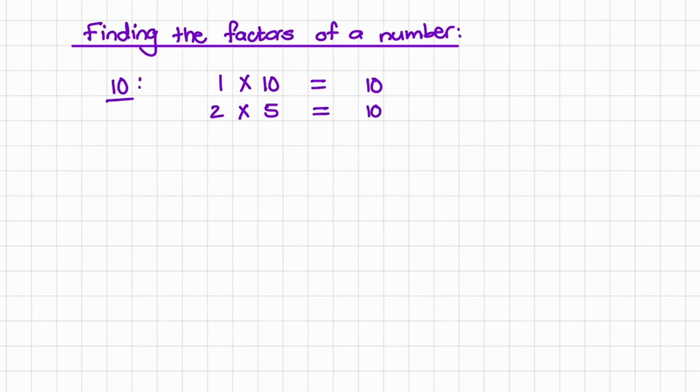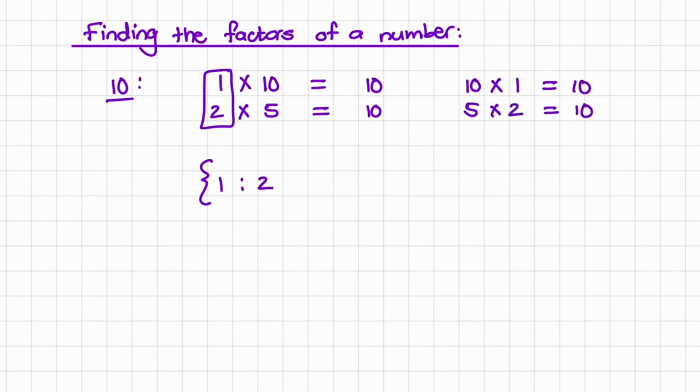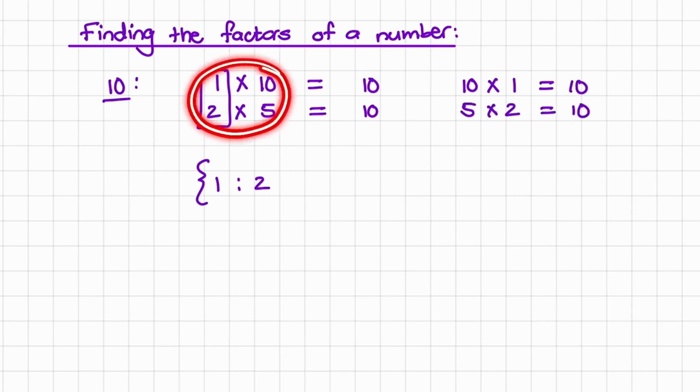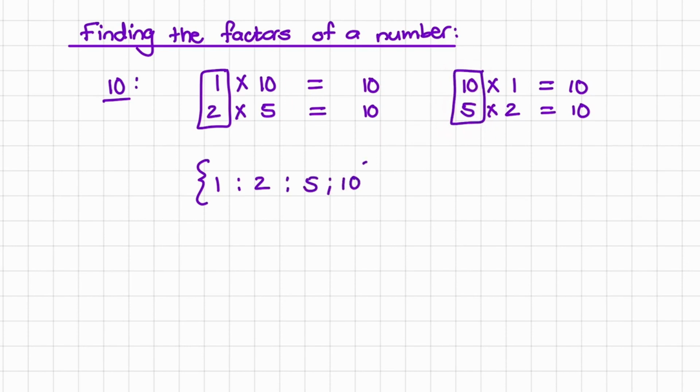So we have two factors of 10, which are 1 and 2. But also we can say 10 multiplied with 1 is equal to 10, and 5 multiplied with 2 is equal to 10. So it's the same calculation as before, but in this case I put the 10 and the 5 first. So the other factors of 10 are 5 and 10.